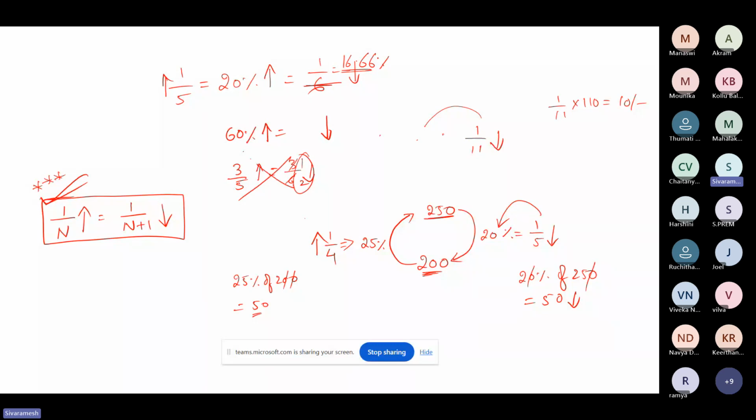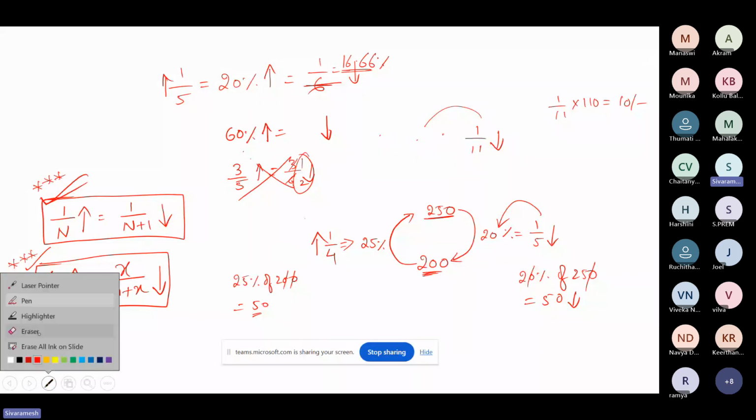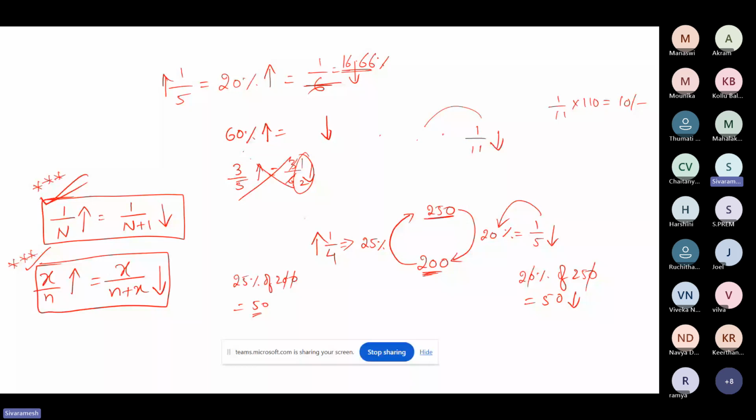Now, when any percentage is in the format of x by n, we already know that when 1 by n increases, 1 by n plus 1 should get decreased. But when the question is in the format of x by n, when x by n is increasing, x by n plus x should get decreased. Very very important. You can write it in your notes. These two are very very important. When the percentage is in the format of 1 by n, 1 by n plus 1 should get decreased. When the percentage is in the format of x by n, x by n plus x should get decreased. So remember that.